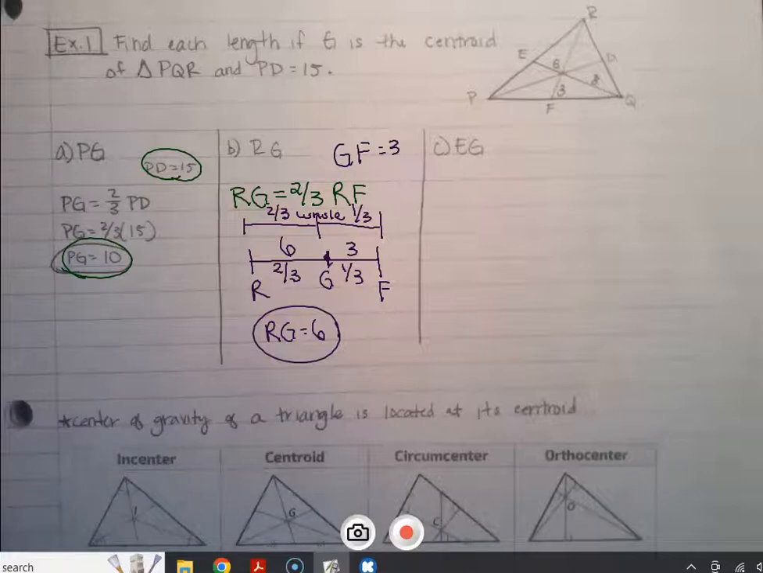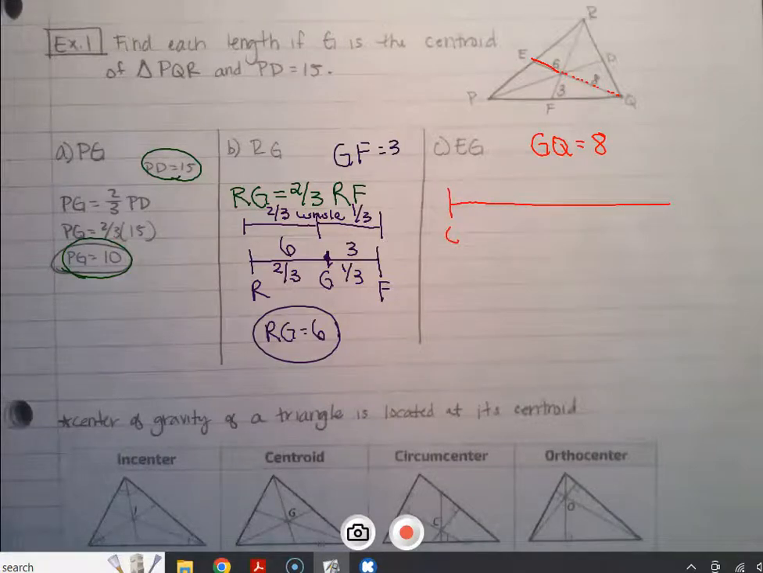All right, so let's look at this last one. We want to know EG. We want to find EG. And we know GQ. I'm going to dash this one, kind of. GQ is equal to 8. So which piece is 2/3? GQ, yes.